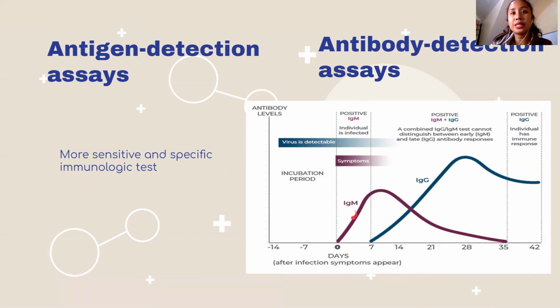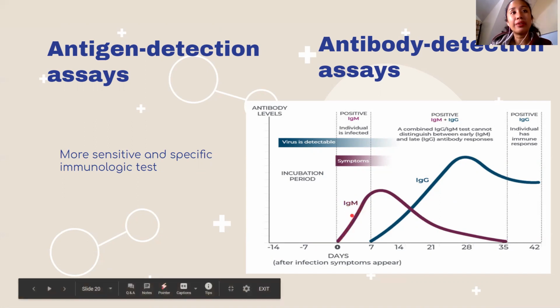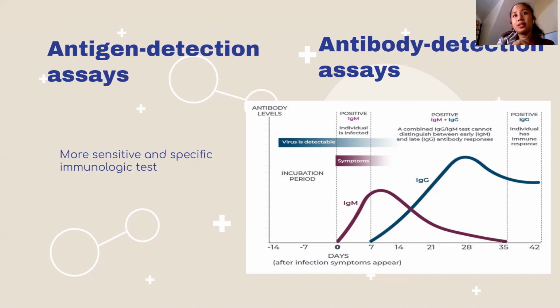IgM, this antibody immunoglobulin M, is produced after 3 to 5 days of infection. So if you get tested for antibody, on the first day of your symptoms, you might not have antibody yet. So you have to wait. Otherwise you will get a false negative. You have to wait about 3 days to 1 week, because that is when the production of your anti-IgM peaks.